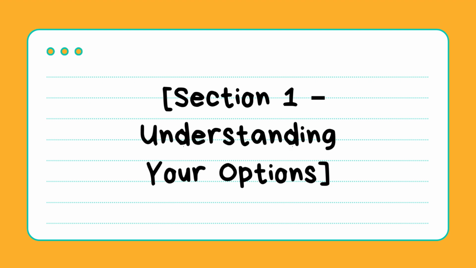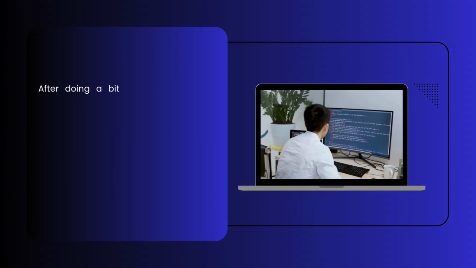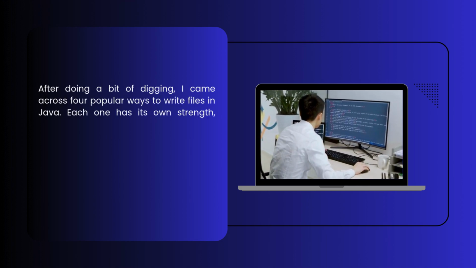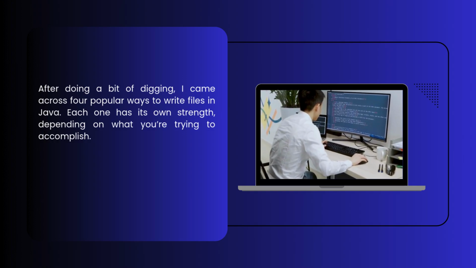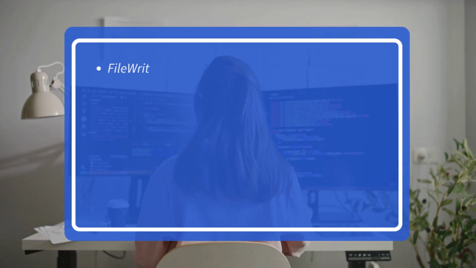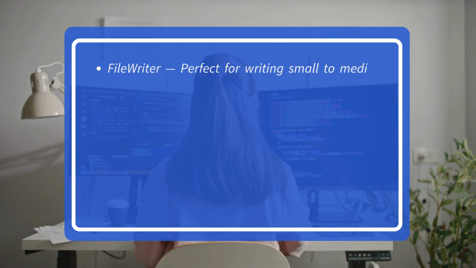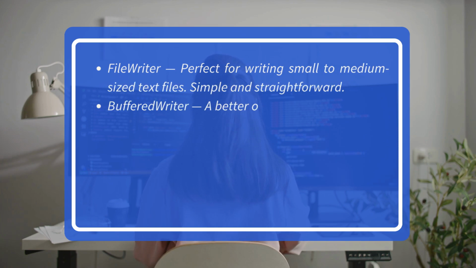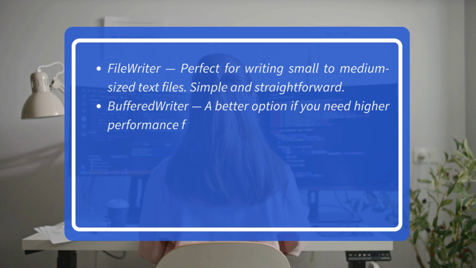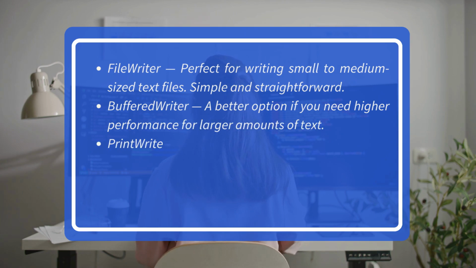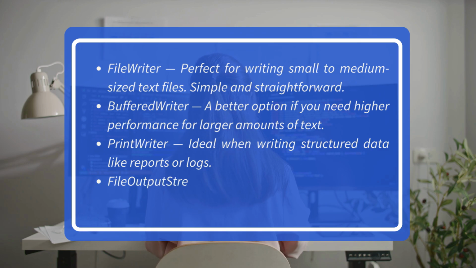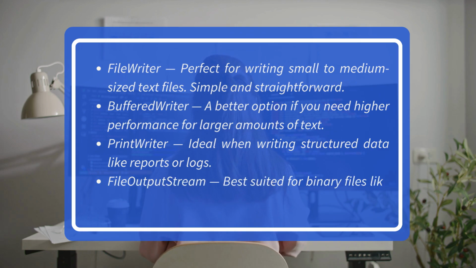Section 1, Understanding your options. After doing a bit of digging, I came across 4 popular ways to write files in Java. Each one has its own strength, depending on what you're trying to accomplish. FileWriter, perfect for writing small to medium-sized text files, simple and straightforward. BufferedWriter, a better option if you need higher performance for larger amounts of text. PrintWriter, ideal when writing structured data like reports or logs. FileOutputStream, best suited for binary files like images, audio, or video.